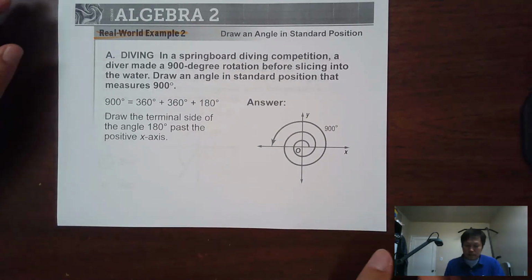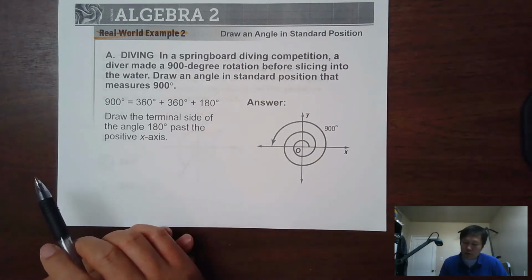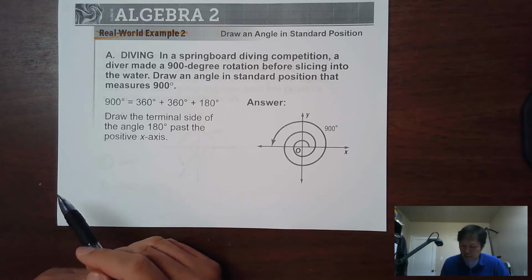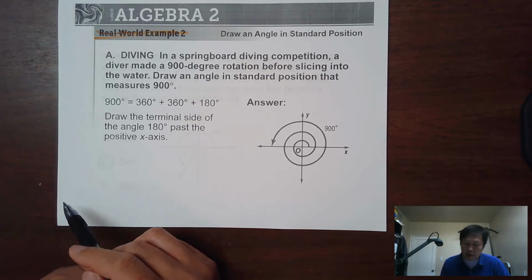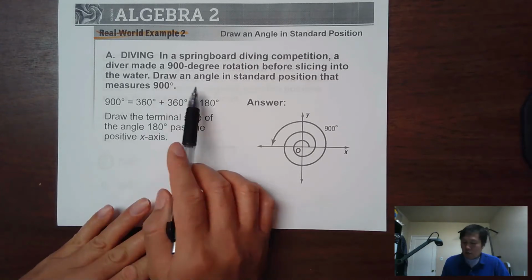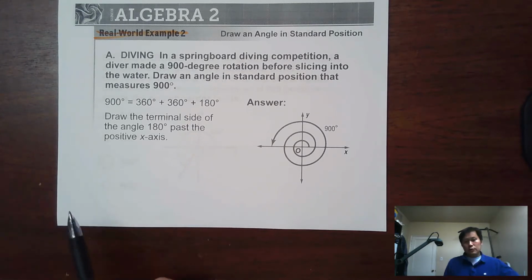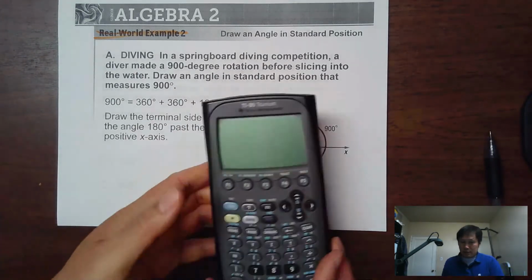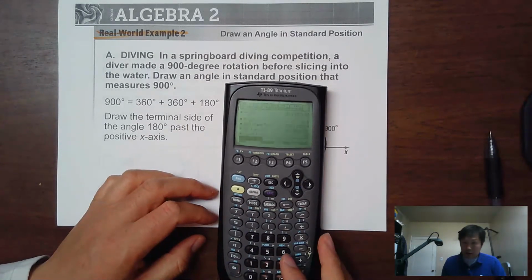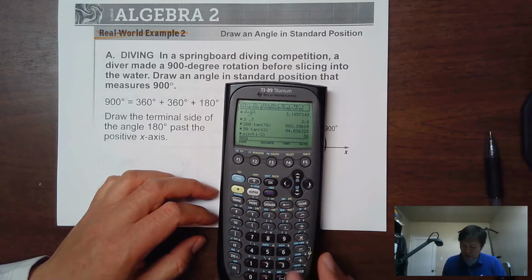Next question, example 2. In a springboard diving competition, a diver made a 900 degree rotation before slicing into the water. Draw an angle in standard position that measures 900 degree. So one thing you can do, 900 degree. So you start with 900 degree.